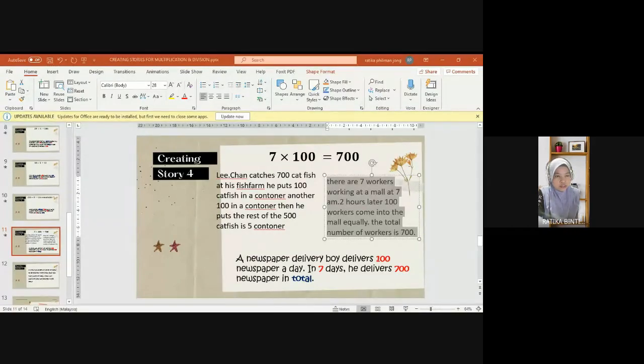There are 7 students doing work at 2 a.m. At home later, they got 100 homeworks and they got, okay, now, never mind.